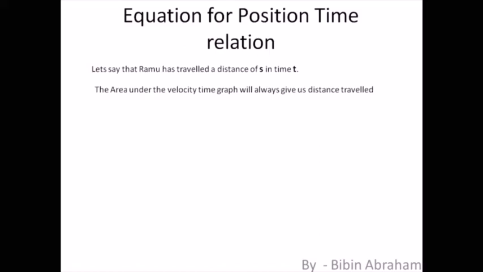So if you want to find the position time relation, all we have to do is find out the area under the graph. The area under the graph will give me the distance, right? And whatever equation comes out, that will be our equation. I hope you get the idea. So what I'm going to do here is find out the area under the graph. Thus the distance traveled by Ramu in t time will be the area under the graph.